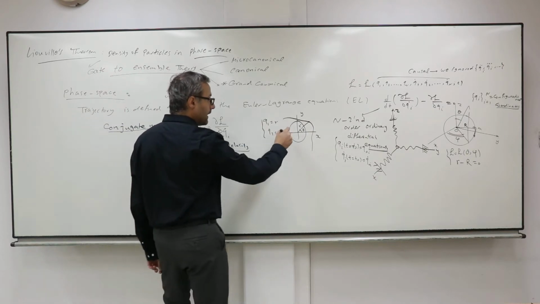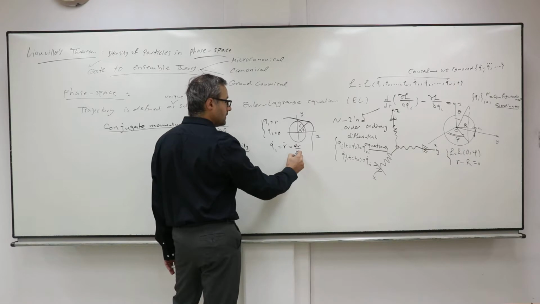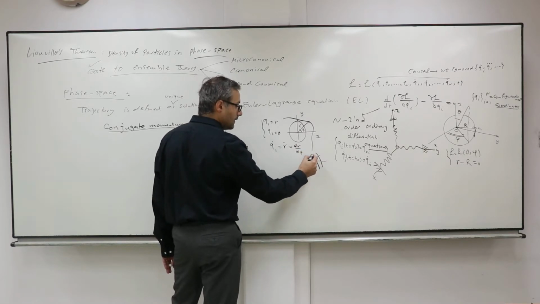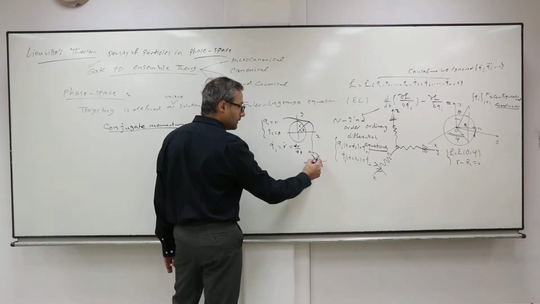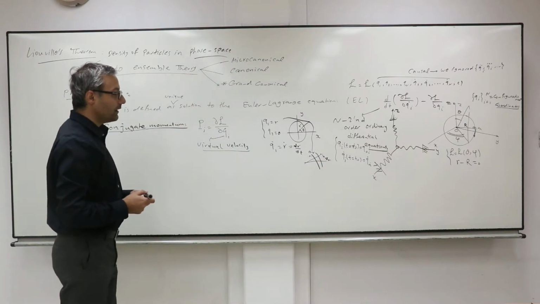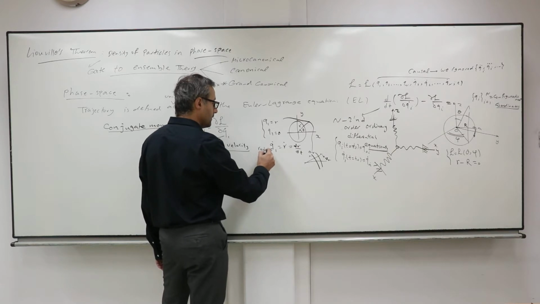So here, look at that. In this system, for example, q dot 1 is r dot. You know r dot is dr/dt. So it's very clear: if this is r and this is r plus delta r, it gives you the radial speed. So this is the radial speed.